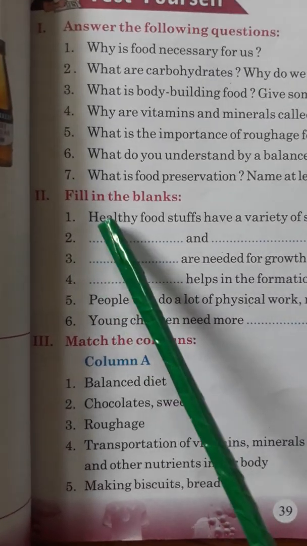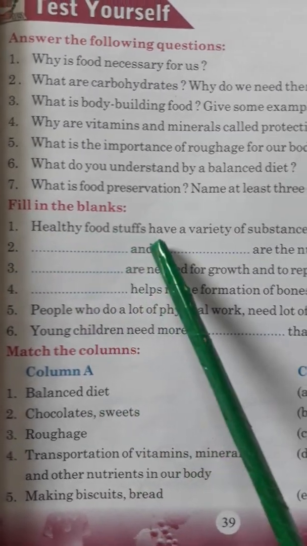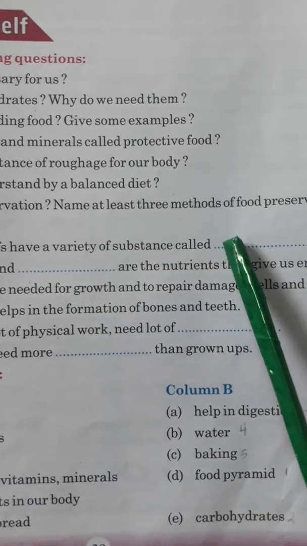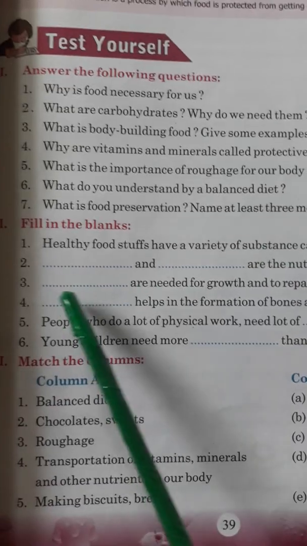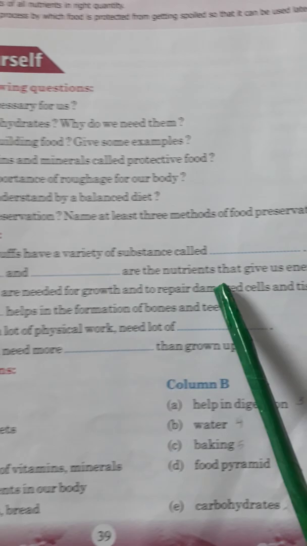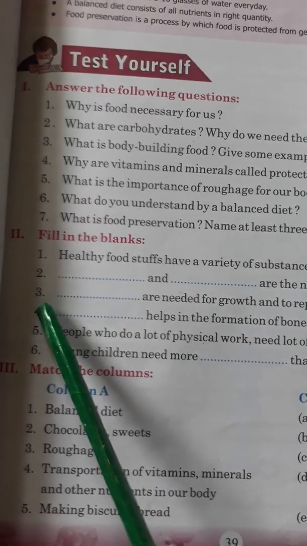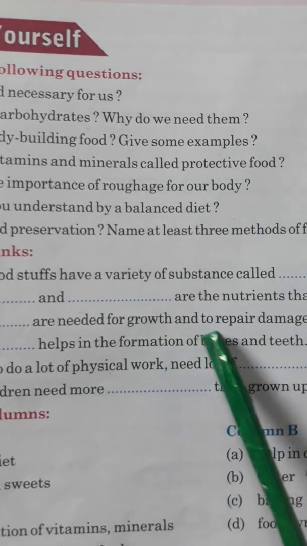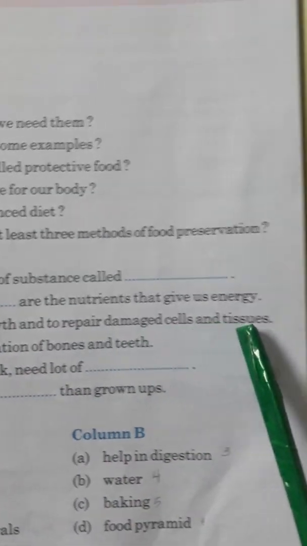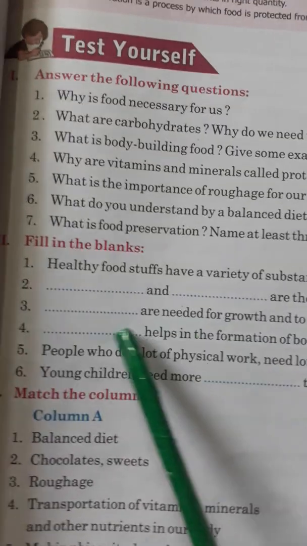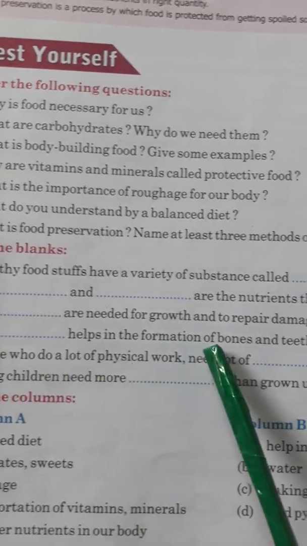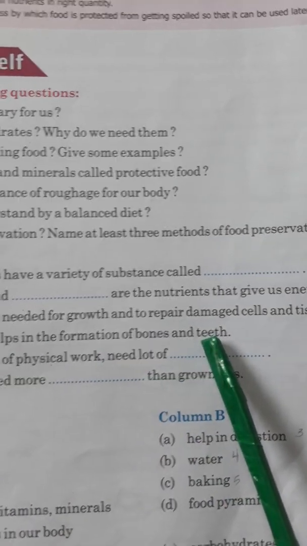Now fill in the blank. 1. Healthy food stuff have a variety of substance called dash, that is nutrients. 2. Dash and dash are the nutrients that give us energy, carbohydrates and fats. Vitamins and minerals. 3. Dash are needed for growth and to repair damaged cells and tissues. Food. 4. Dash help in the formation of bones and teeth, calcium.